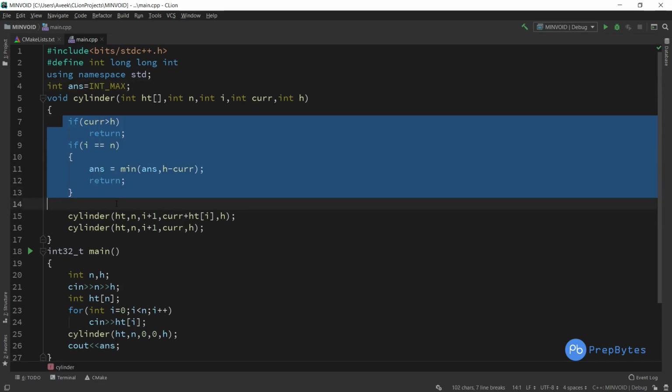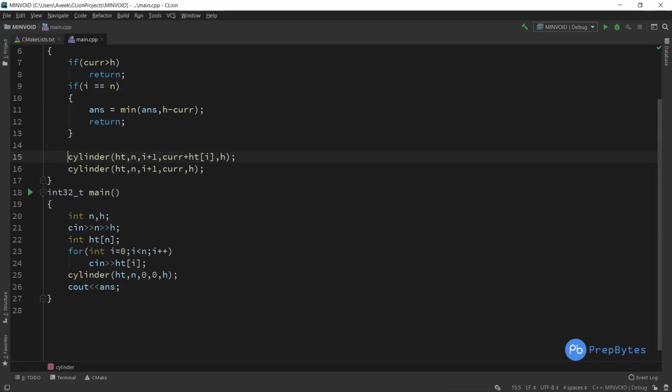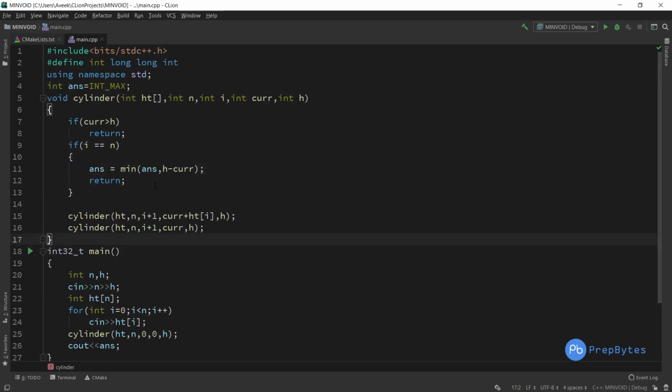If these two base conditions are not true, we have to go further. On one side we are including the height, so the current height and current element will change, and on the other side we are excluding it. On the left hand side we are including it, and on the right hand side we are excluding it. So there are two recursion calls here, a left recursion call and a right recursion call, one for including and one for excluding. It's very simple, very direct. So this is our recursion call, the final answer will be stored in the answer variable, and we are printing the answer variable. This is the implementation for the particular question. Thank you.